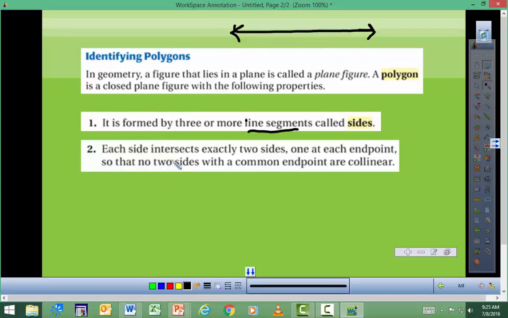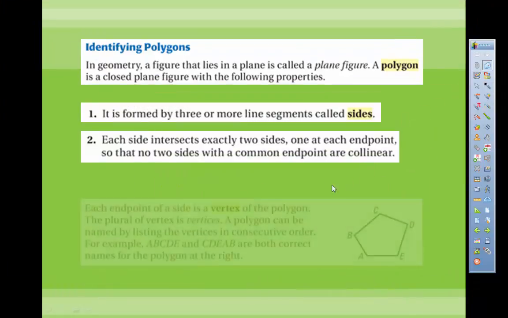The second requirement: each side intersects exactly 2 sides, one at each endpoint, so that no 2 sides with a common endpoint are collinear. Now that's kind of a confusing idea here. So we'll have to see what that means with some examples. So let's look at some examples real quick.